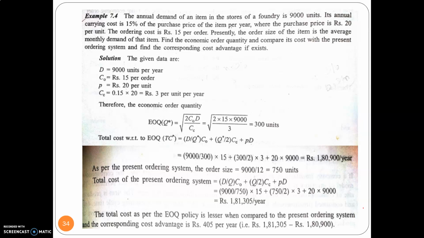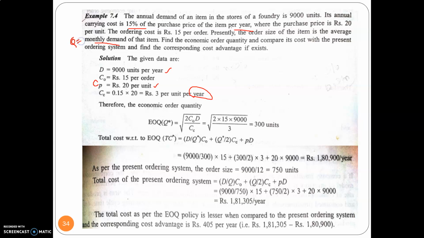Now, if you see this problem, let us find what model it belongs to. The annual demand is 9,000, and the carrying cost is 15% of purchase price per year. All are in the same unit, so no worries. We have no need to convert the periods, and the purchase price is 20. They have used symbol P, we have used CP, both are the same. Ordering cost is 15 rupees. Presently, the order size is the average monthly demand, so they are not following the EOQ model.